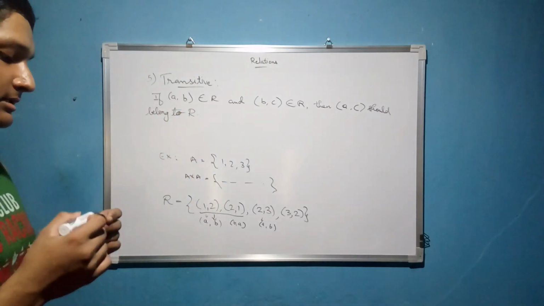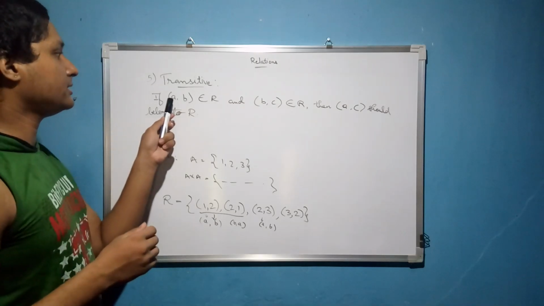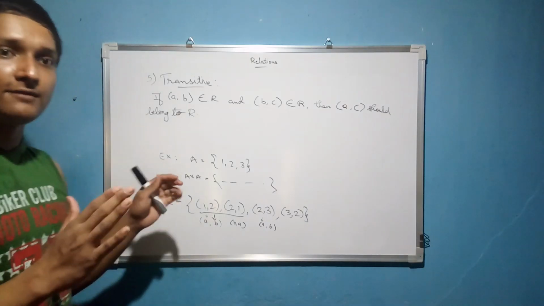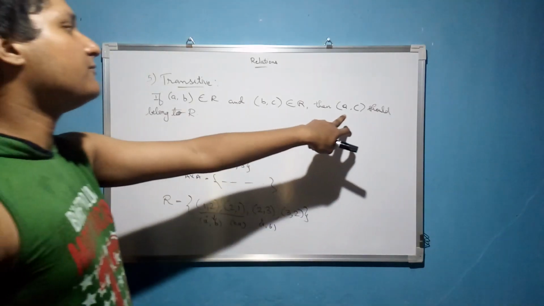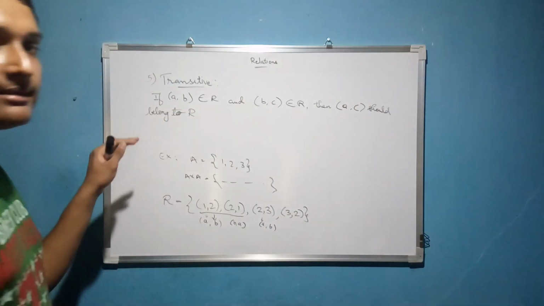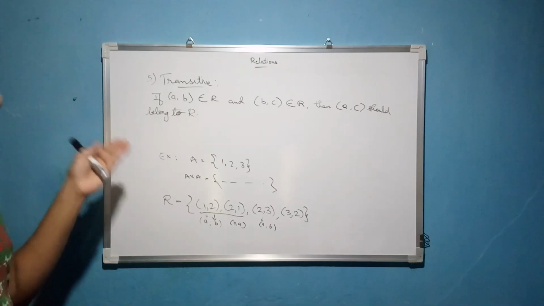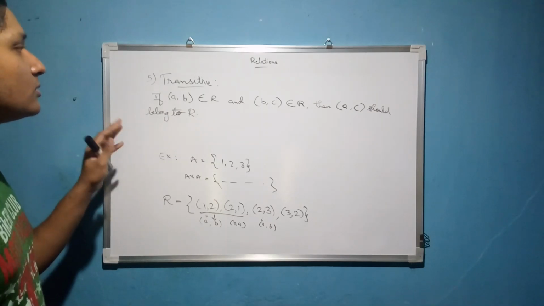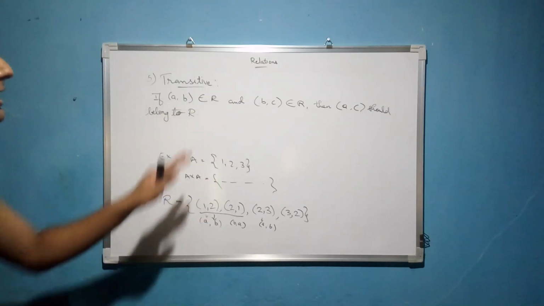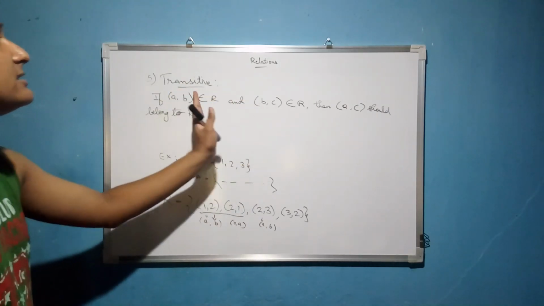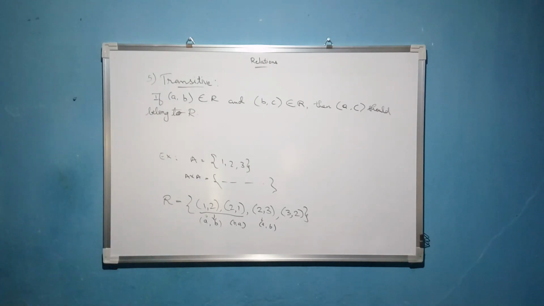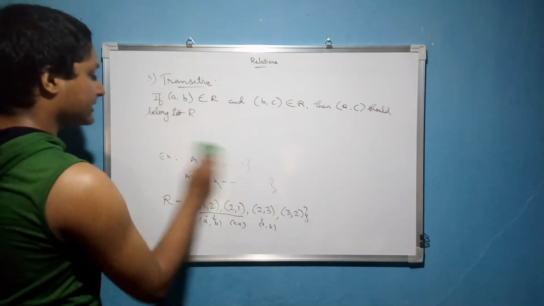So what do we mean by this? We have an element (A, B) and another element (B, C) already, and if this element (A, C) is also present in R, then the relation becomes transitive. So the condition is (A, B) and (B, C) should be present. If (B, C) is not present, there is no transitivity. It is simply transitive. I'll take an example and explain once more.